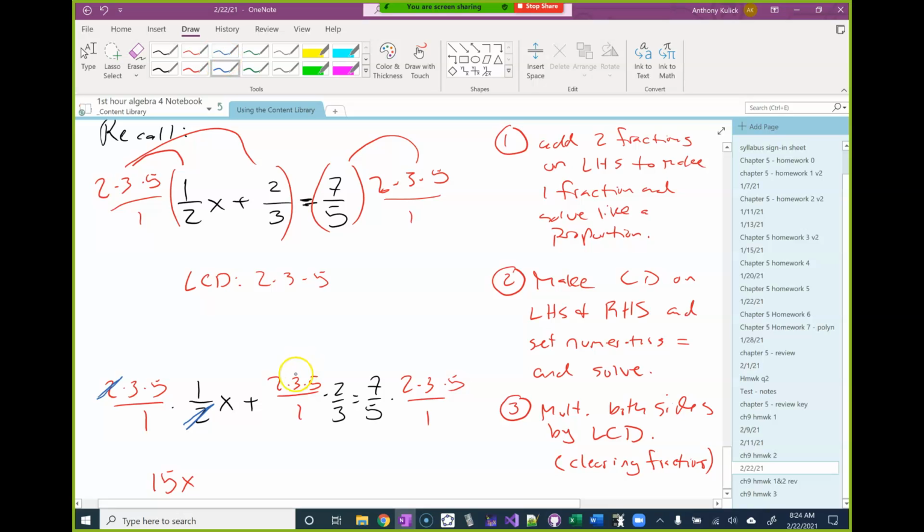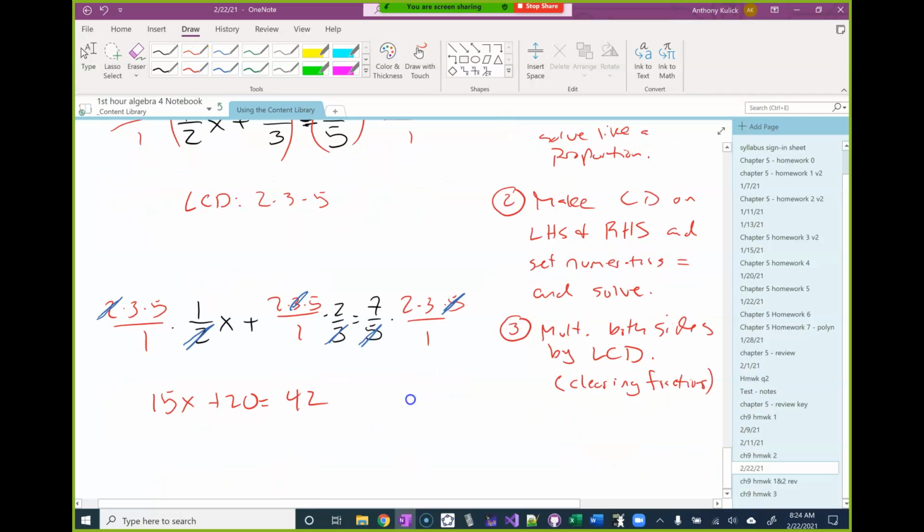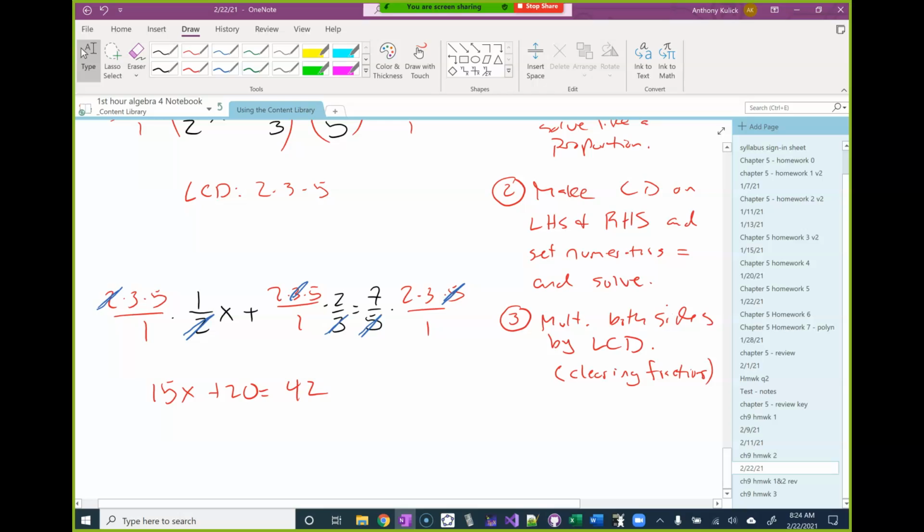When I multiply the second set of fractions together, the 3's cancel, and I'm left with 2 times 5 times 2, or 20. When I multiply the third set of fractions together, the 5's cancel, and I'm left with 7 times 2 times 3, which is 42. No more fractions. I'm left with a really easy problem to deal with now, right?